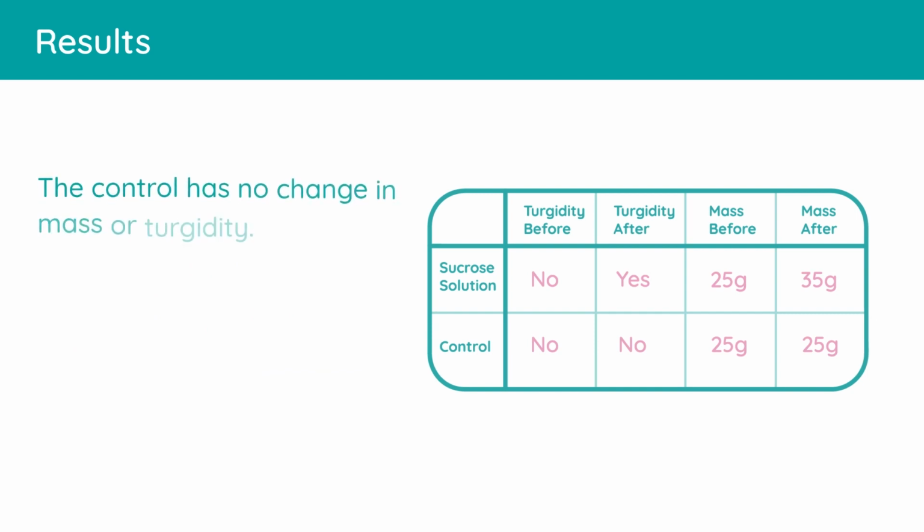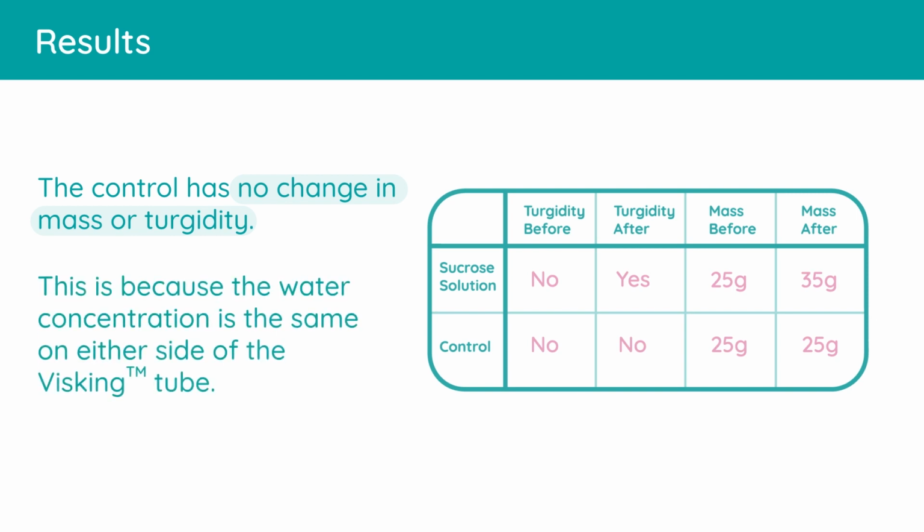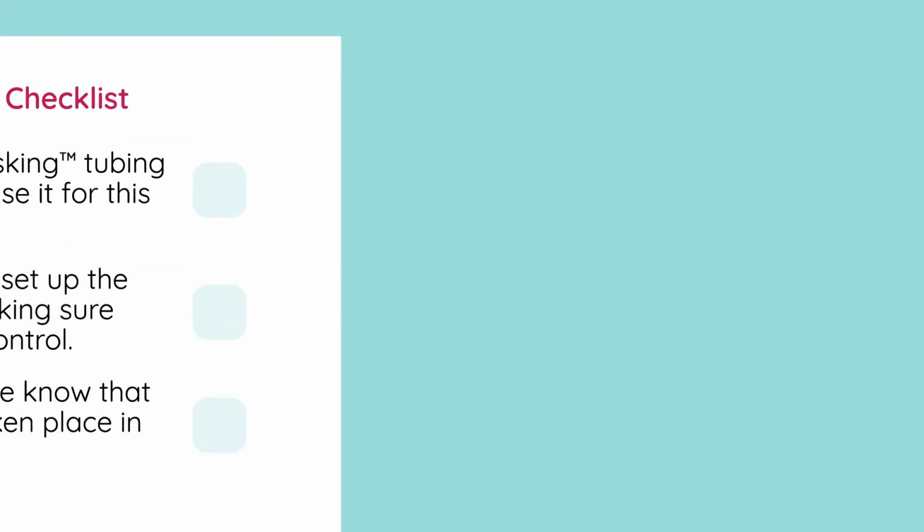In the control, you can see that there is no change in mass or turgidity. This is because we had the same water concentration either side of the Visking tubing, so there was no loss or gain in water. So what do you need to know for the exam from this experiment?